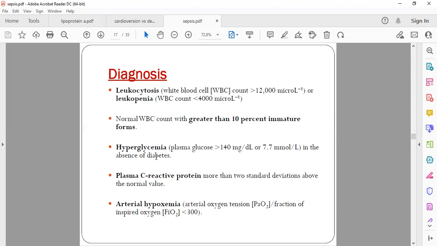Hyperglycemia, as sepsis itself is a serious condition, so the body tries to fight it. To fight it, we have hormones in our body like adrenaline and corticosteroids. These steroids are responsible for increasing sugars, so even if the patient is not a diabetic, the patient may present with hyperglycemia because of the increased steroid response to fight infection. And plasma CRP more than 2 times above the normal value, or arterial hypoxia, which can be assessed by ABG.